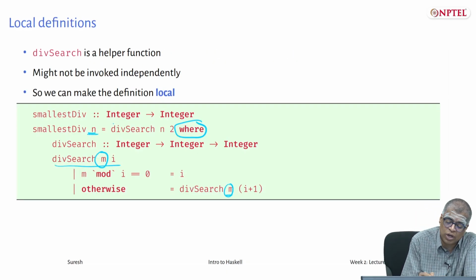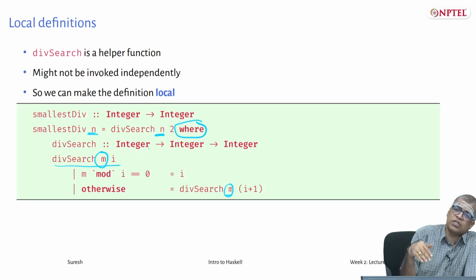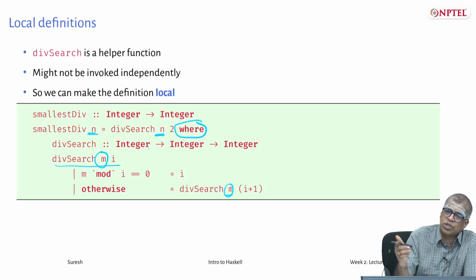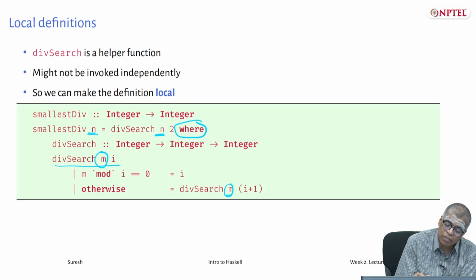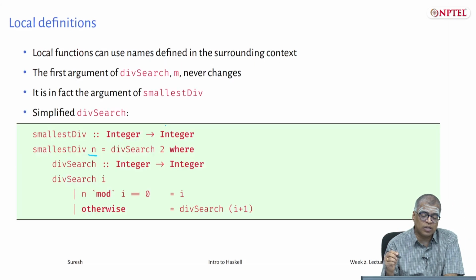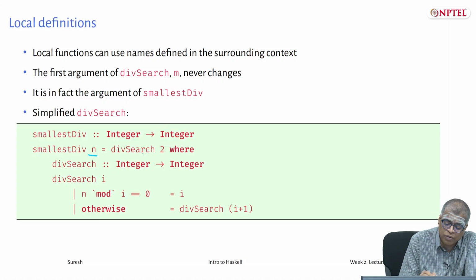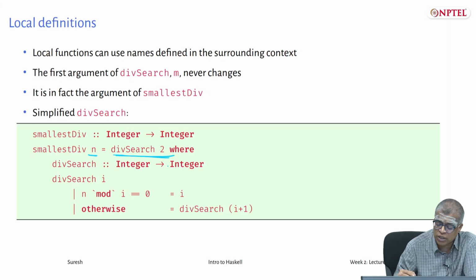Smallest div n calls div search n 2, div search n 2 will call div search n 3, div search n 3 will call div search n 4, and so on. The n does not change at all. So in fact, there is no need to specifically say div search n 2. You can actually do like this. You can say smallest div of n equals div search 2. And then div search is just from integer to integer.